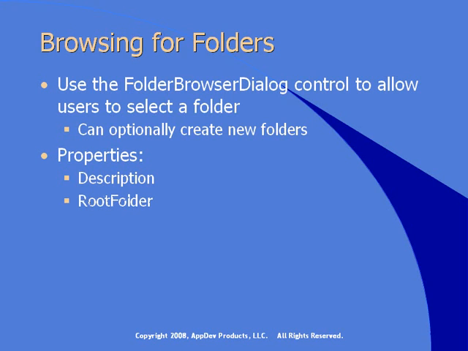The root folder, where you'd like it to root itself. Could be My Computer, could be Program Files, could be a number of different places. We'll look at that. The selected path is the path the user selected, and you can set this property as well to set the default selection in the dialog box. And there's the Show New Folder button property, which gets or sets a value indicating whether the Make New Folder button appears in the dialog box.